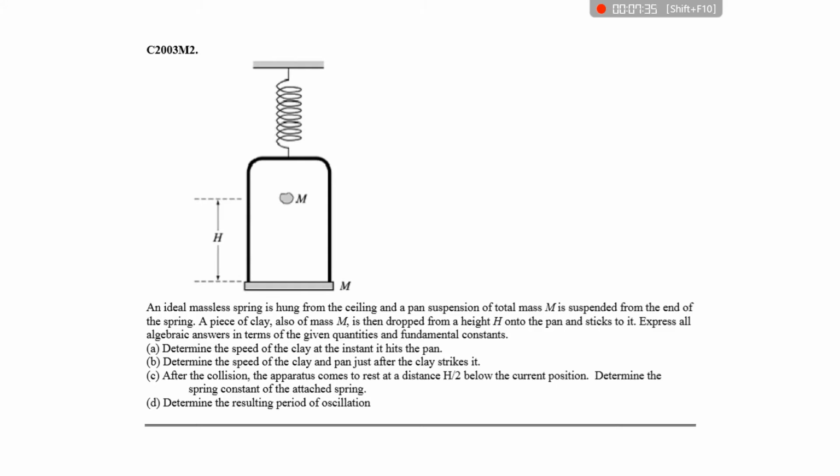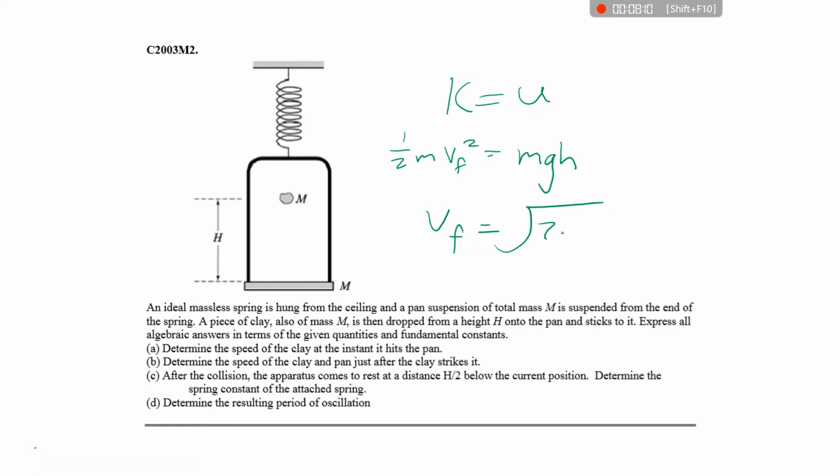So it's conservation of energy. So speed. Kinetic energy equals potential. So it's equal to mgh. Okay, in this case that is the whole h. Square root 2gh. Awesome.